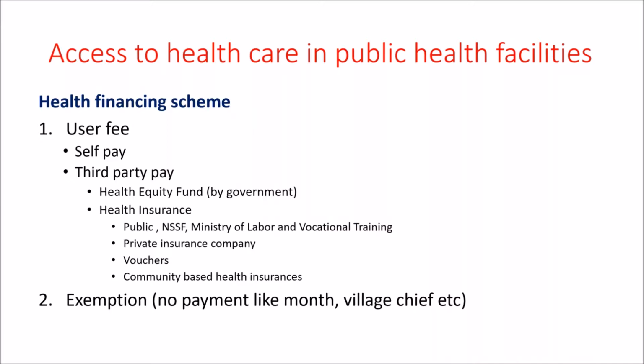So we have self-pay and third-party payment that is paid by other parties. We have the program for the health equity fund that is paid by the government on behalf of the poor people, health insurance that is paid by the public insurance like the National Social Security Fund under the Ministry of Labor and Vocational Training, and insurance from private companies or voucher programs or community-based health insurance. So that is the healthcare system and how to access healthcare in Cambodia.